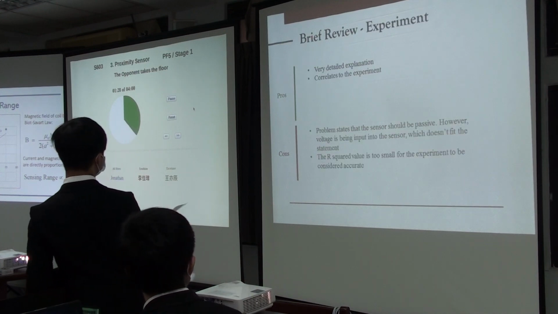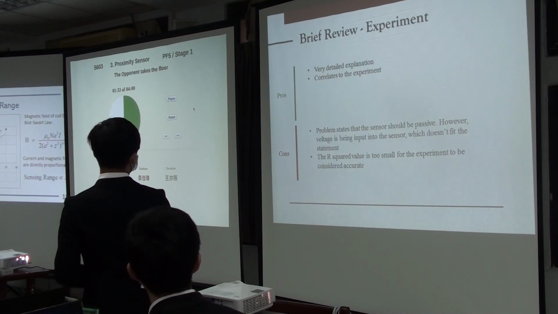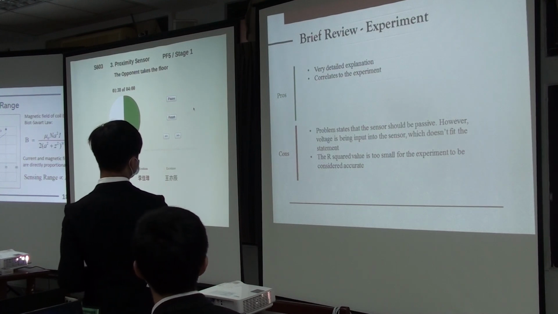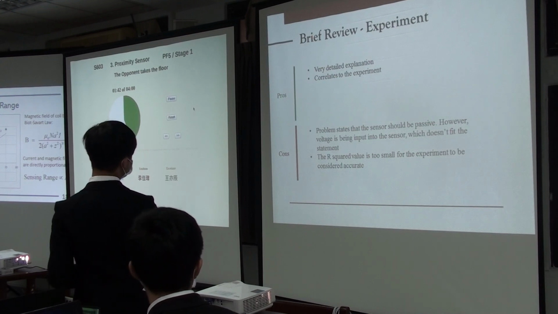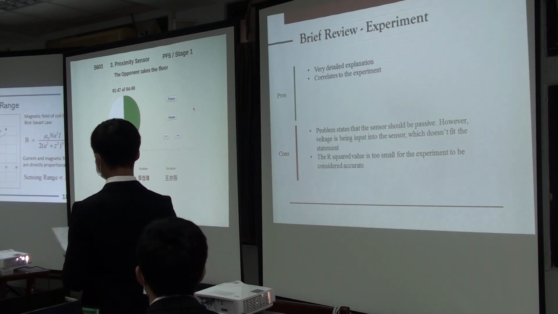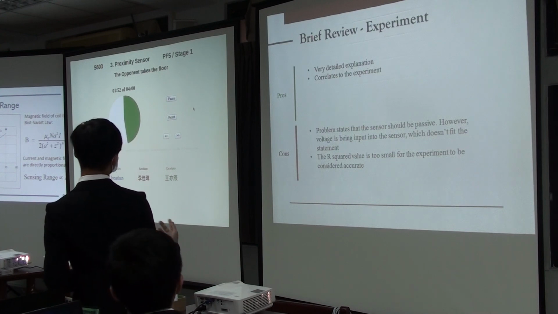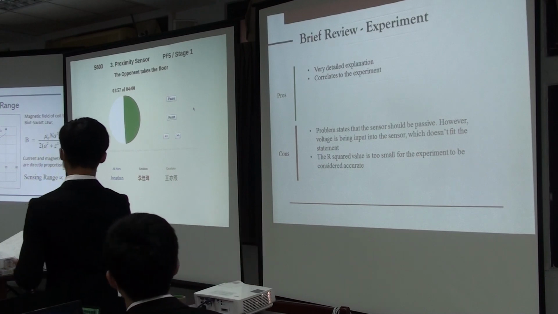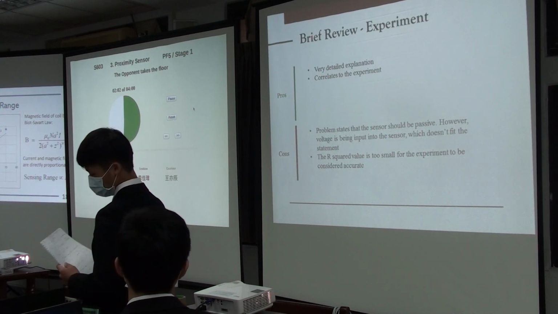So the experiment also has some pros, like a very detailed explanation and some corrections to the experiments. It also has some cons, like the problem that the sensor should be passive. However, voltage is being input into the sensor, which doesn't fit the problem statement. And I think the experiment data graph has a low R-squared value, like 0.91. I think it's pretty low, and too small for the experiment to be considered accurate.